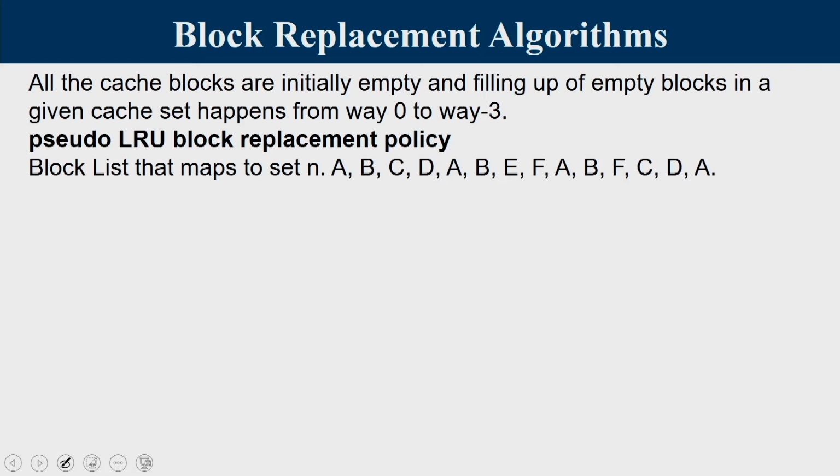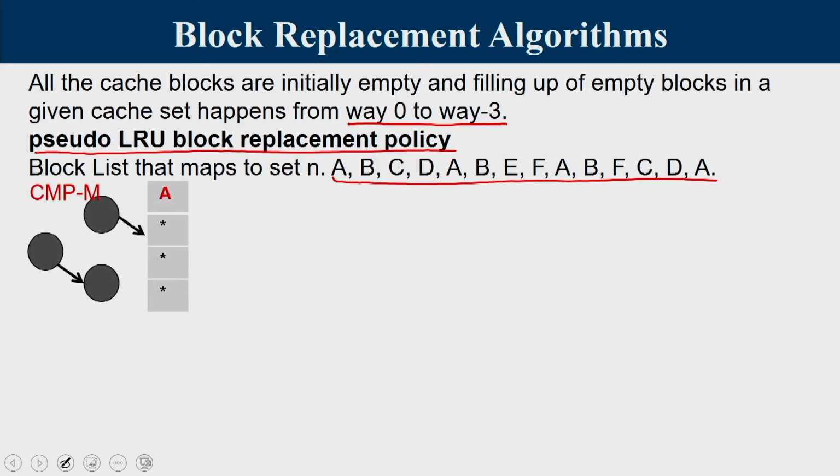All the cache blocks are initially empty, and filling up of the empty blocks will happen from way0 to way3. We have the pseudo LRU block replacement policy, and these are all the block numbers that we are going to see. Since it is a 4-way associative cache, we have a 3-node binary tree that tracks the pseudo LRU block. This is the root and these are the 2 children. After accessing a block, the arrows point to the least recently used direction.